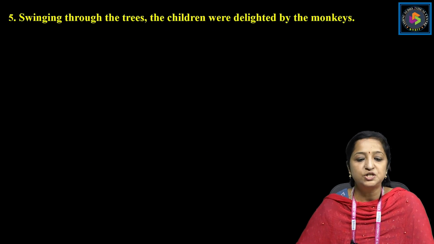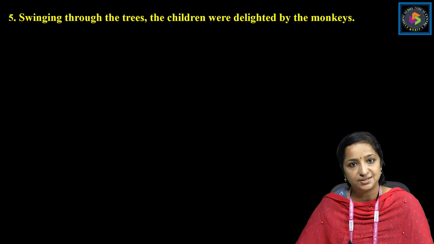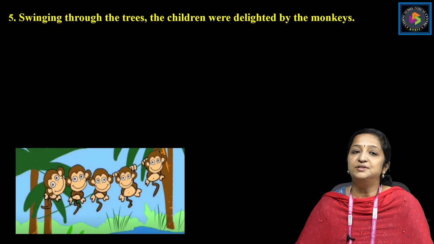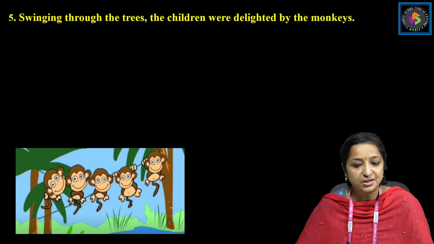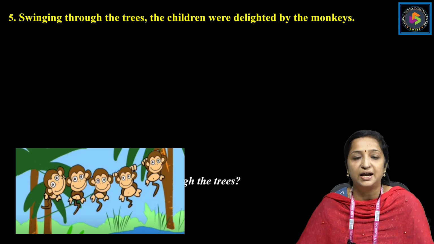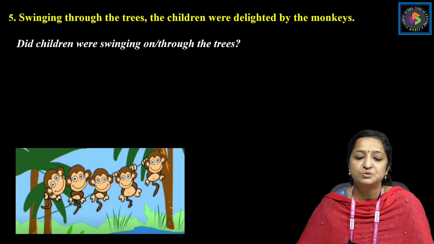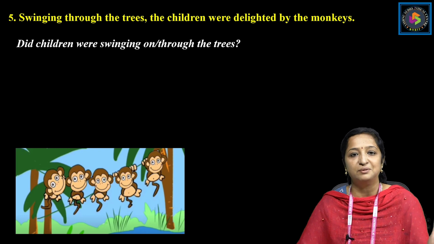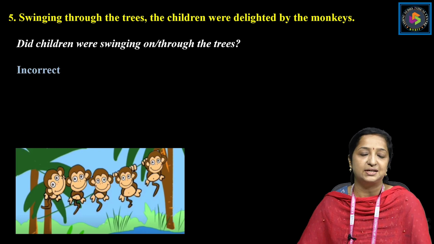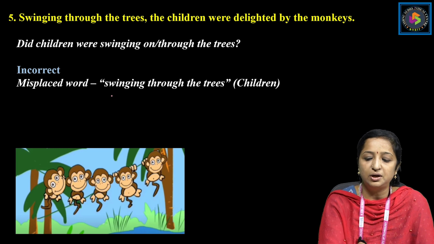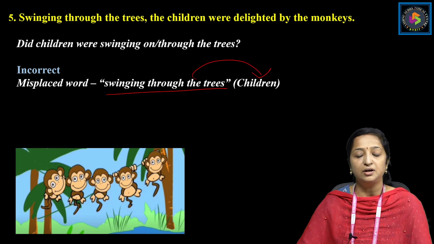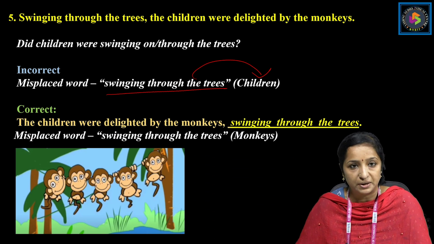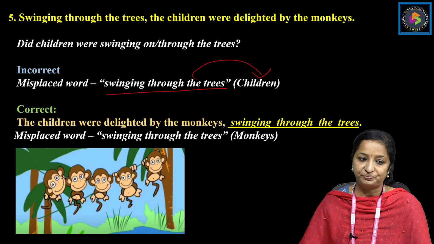Now, the last example, swinging through the trees, the children were delighted by the monkeys. So this sentence conveys a meaning that the children were swinging on the trees and the monkeys were delighted by seeing those children. So were the children swinging through the trees? No, only the monkeys can be, but not the children. So the sentence is incorrect. So here swinging through the trees is modifying the children instead of the monkeys. So the correct one is, children were delighted by the monkeys swinging through the trees.